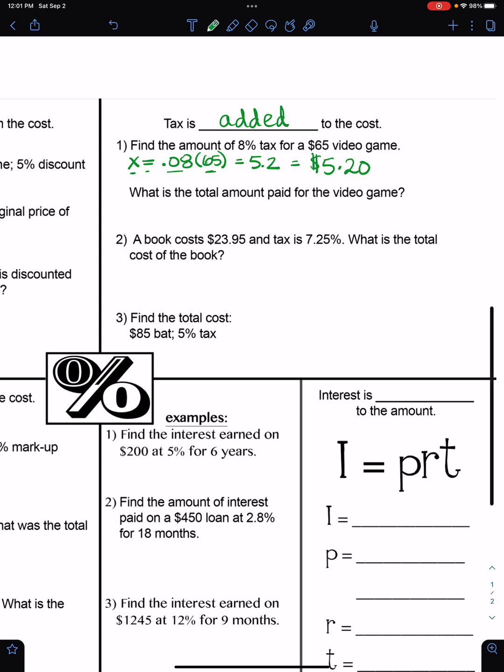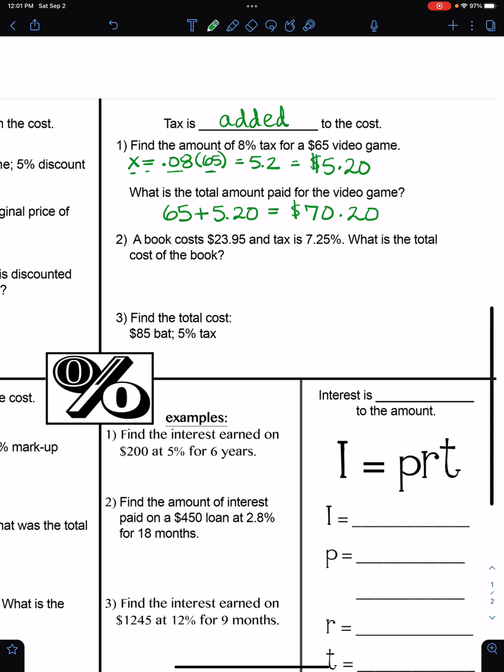The next question says, what is the total amount paid for the video game? So we will need to add the $65 it costs to buy the video game plus the tax that you'll be charged in addition to the price of the video game. So altogether, you would spend $70.20. It is okay to use your calculator, but you do need to show at least this much work.